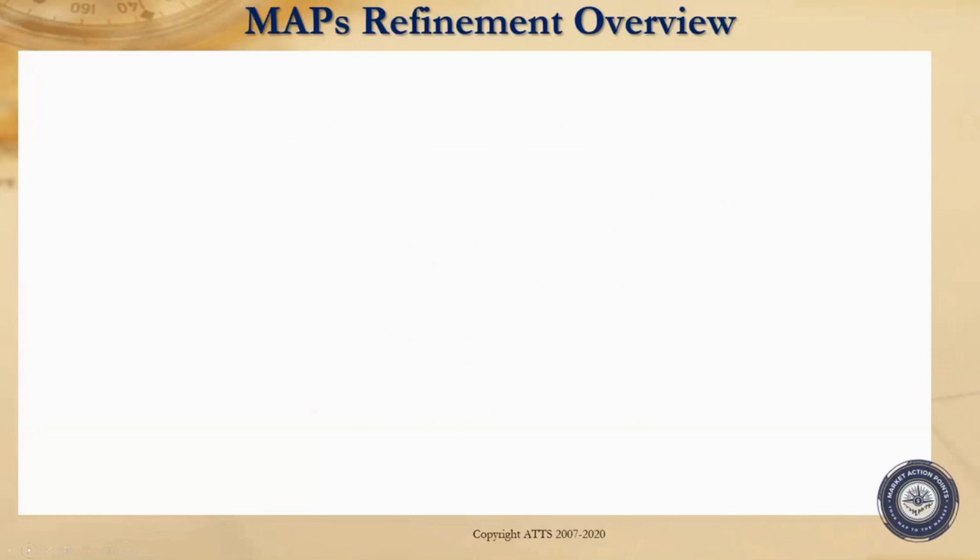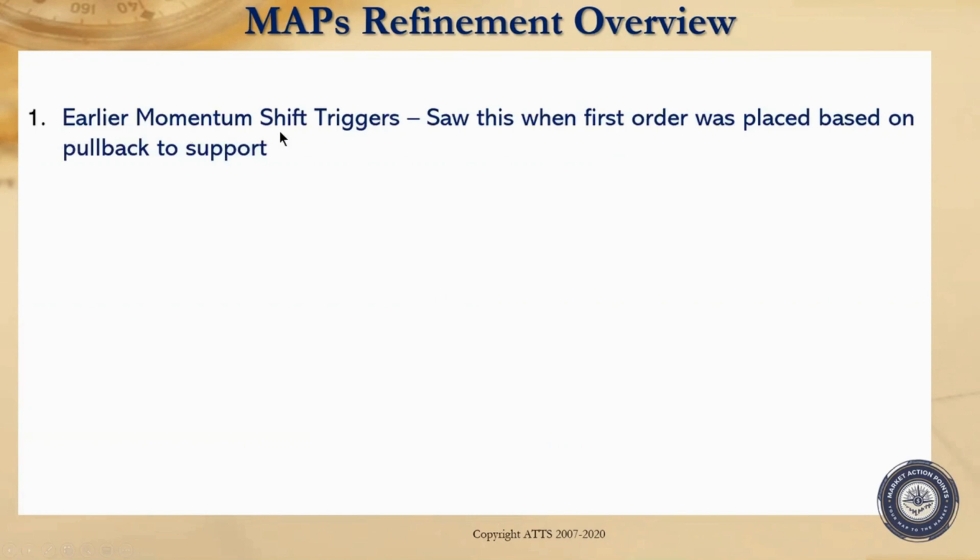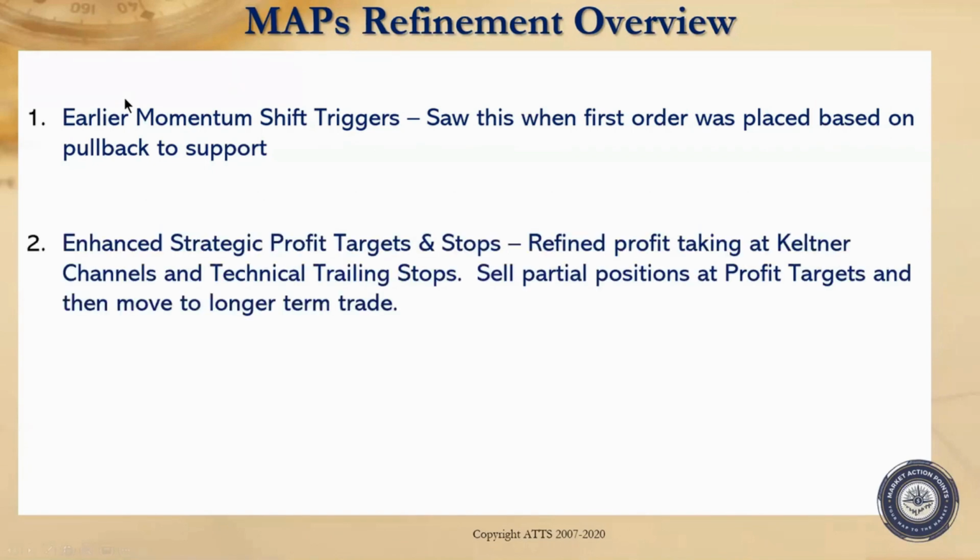So here is an overview of the refinements that we have in fact made. And if you have any questions on this, Brandon, just jump right in. 1, early momentum shift triggers. We saw this when the first order was placed based on a pullback to support. In other words, we weren't just buying on the day of the trigger, where we wanted something to happen where we would get in at a better price. Again, it gets back to that old adage. We wanted to buy at wholesale so we could then turn around and sell at retail.